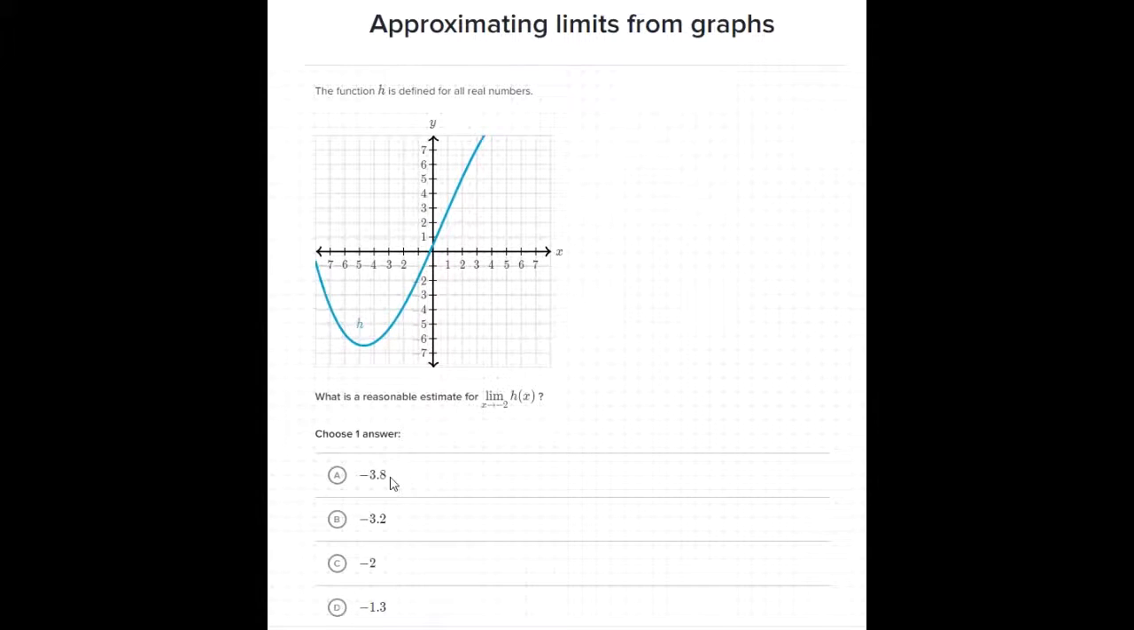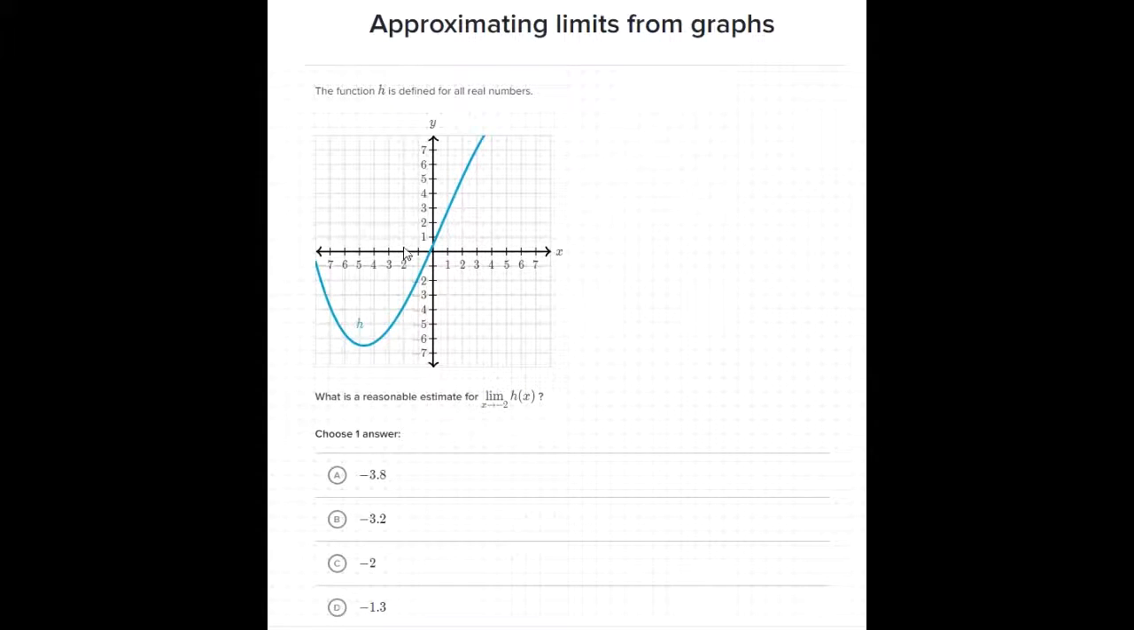Okay, our first problem, and this is, by the way, Khan Academy. It's a great website, feel free to check it out on your own. This topic is approximating limits from graphs. The function h is defined for all real numbers, and this is the function h here. What is a reasonable estimate for the limit of h of x as x approaches -2?